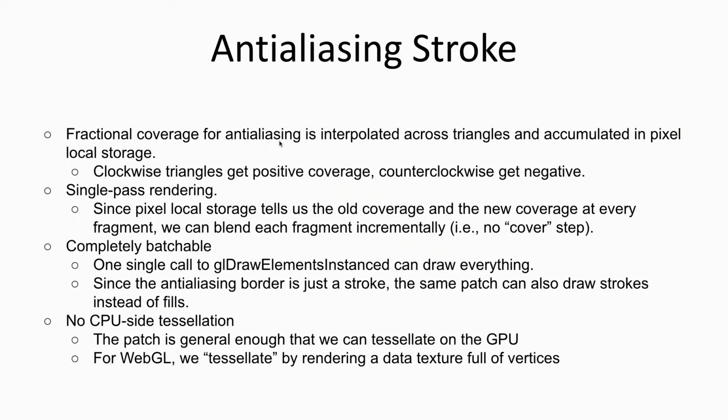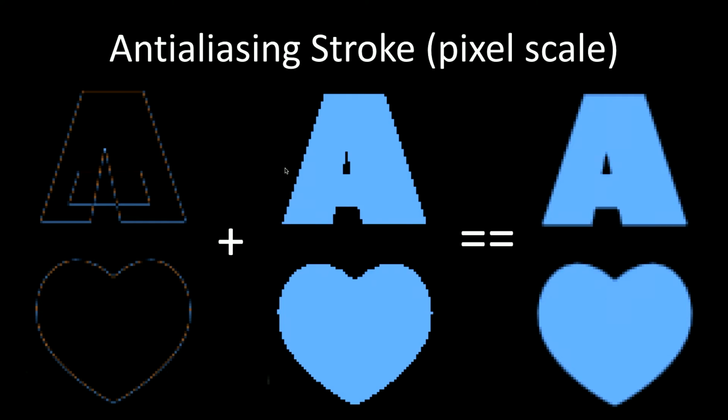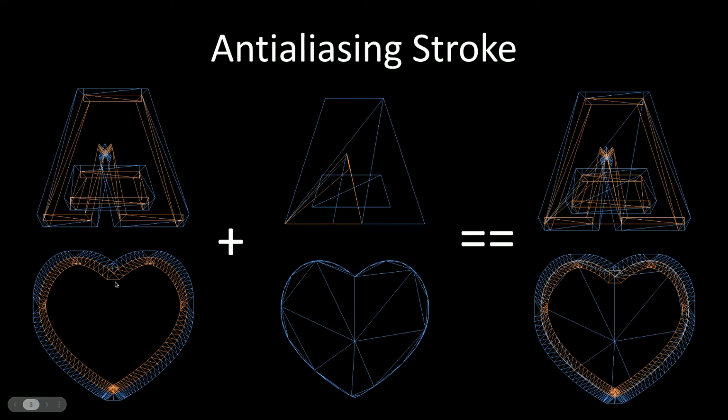Fractional coverage for anti-aliasing is interpolated across triangles we accumulated in pixel local storage. One other note here, and this is more implementation detail: we emit these in such a way that the negative ones are counterclockwise, positive ones are clockwise. So if a triangle is counterclockwise, it gets negative coverage, clockwise it gets positive. Again, it's a nice way to just generate these triangles and blast it out.